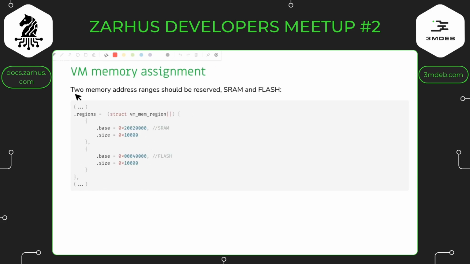Then the second point, the virtual machine memory assignment. You have to assign two kinds of memories here. The memory where your application will be stored before running. This is, for example, code, statically defined variables, etc. And the memory that will be used during the execution of your application. You can find those in the Zephyr RTOS device trees.